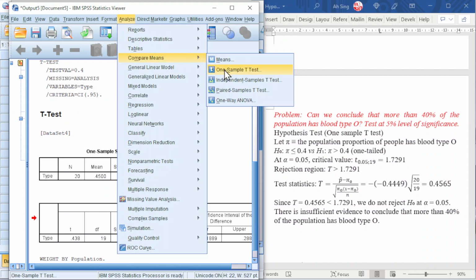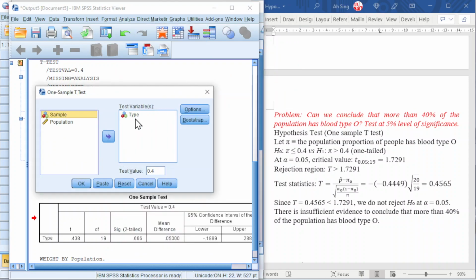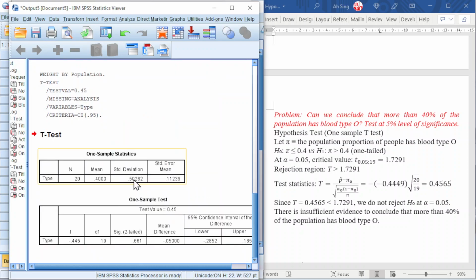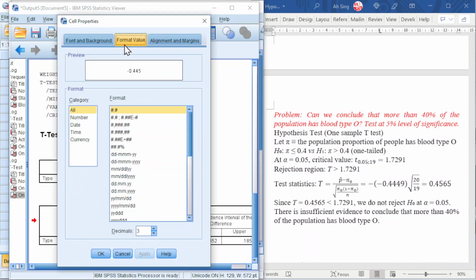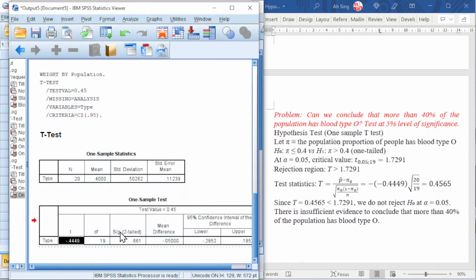Compare Means, One Sample T Test. Again, type, but this time the test value we should interchange with the sample proportion. So change to 0.45. Click on OK and we should obtain the test statistic. If we need 4 decimal places, double click on the table, right click the value, look for cell properties, and change to 4 decimal places and click on OK.